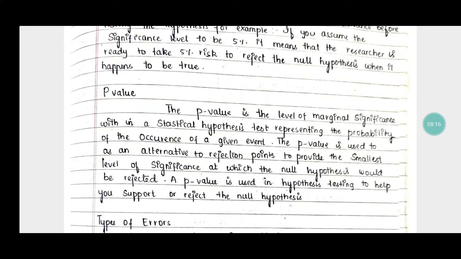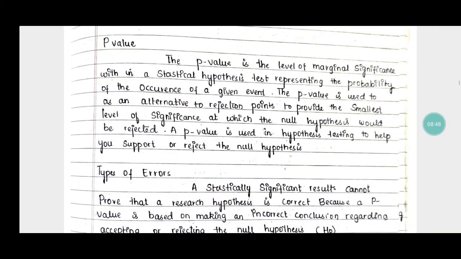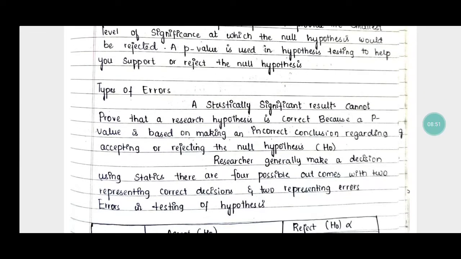So the p-value is the level of marginal significance within a statistical hypothesis test, representing the probability of the occurrence of a given event. The p-value is used as an alternative to rejection points to provide the smallest level of significance at which the null hypothesis would be rejected. So a p-value is used in hypothesis testing to help you support or reject the null hypothesis.